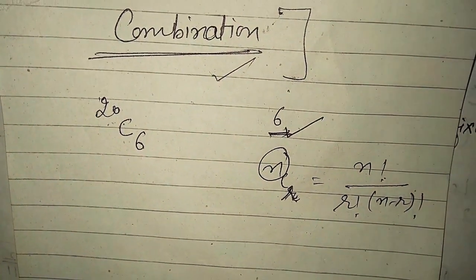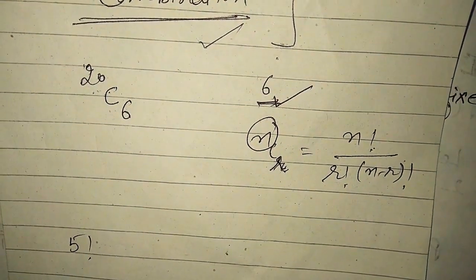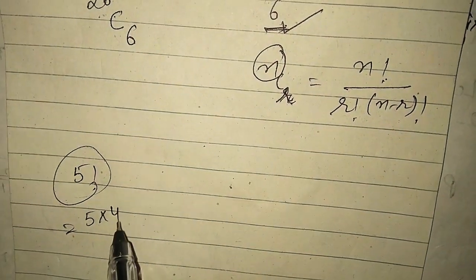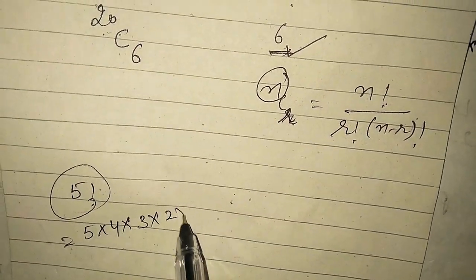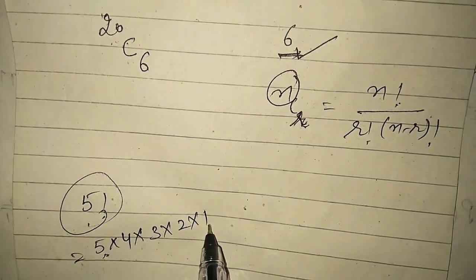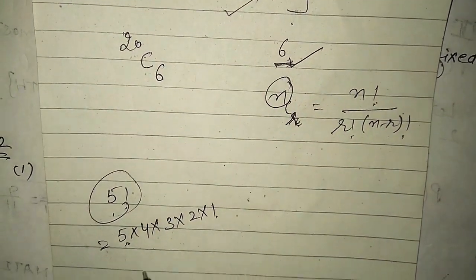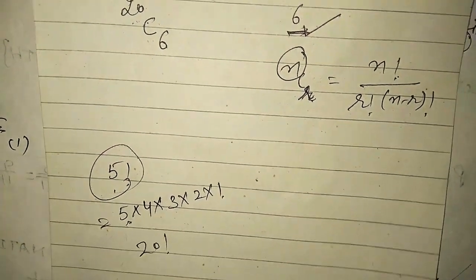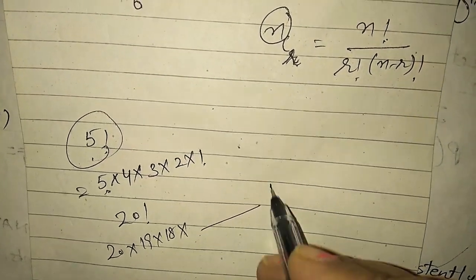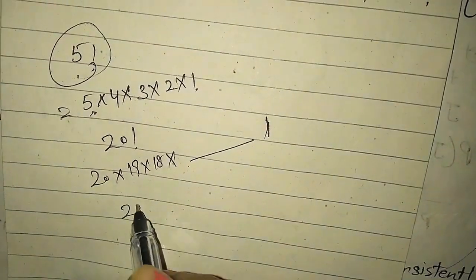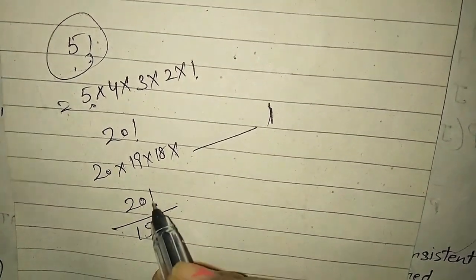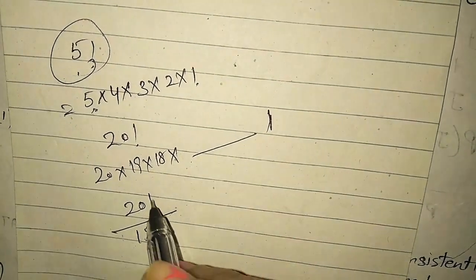What is factorial here? Suppose 5 factorial. What is the meaning of 5 factorial? 5 into 4 into 3 into 2 into 1. 5 factorial means the product from 5 to 1. Suppose we want to find 20 factorial, then 20 into 19 into 18 and so on up to 1. Suppose we want to find 20 factorial upon 15 factorial. We will not expand all of it.